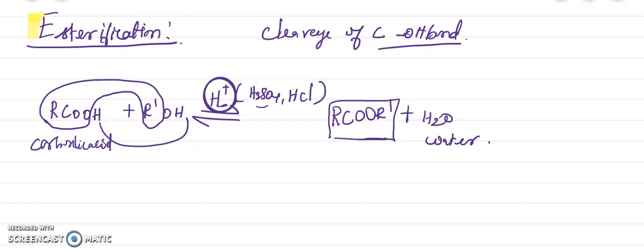So through the mechanism, we are going to discuss today the esterification reaction. How does it begin, how is the tetrahedral intermediate formed, how does the proton transfer happen, and how do we get the ester, the final product? So these are the things we are going to discuss today.